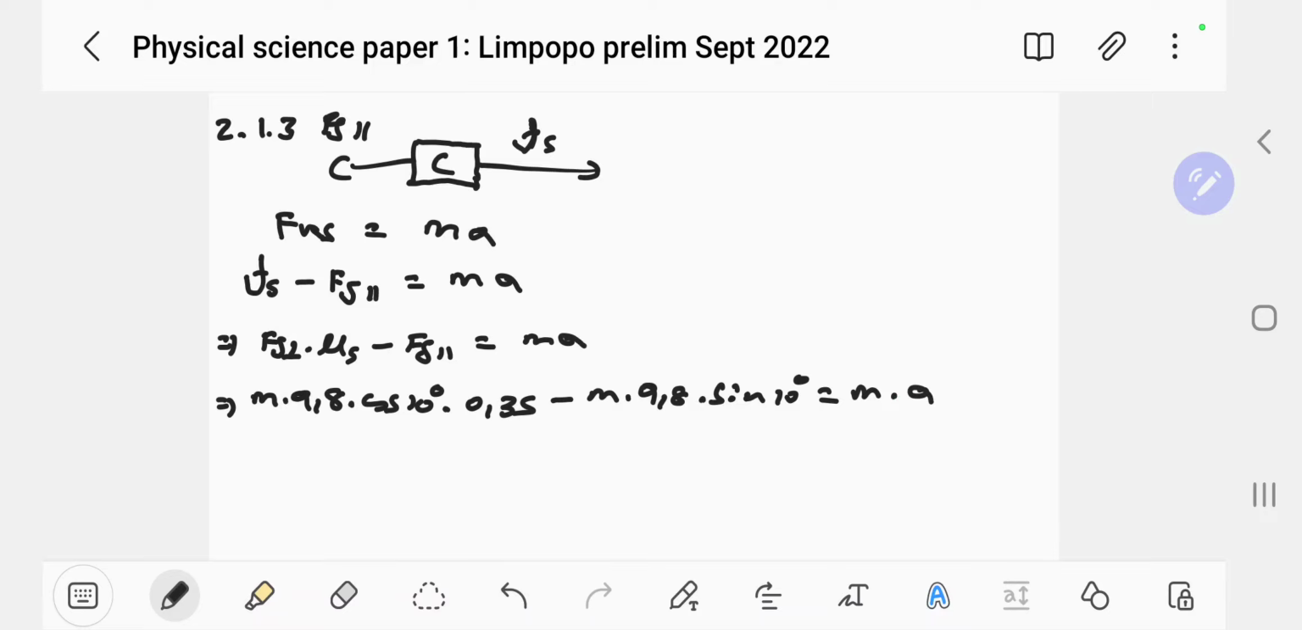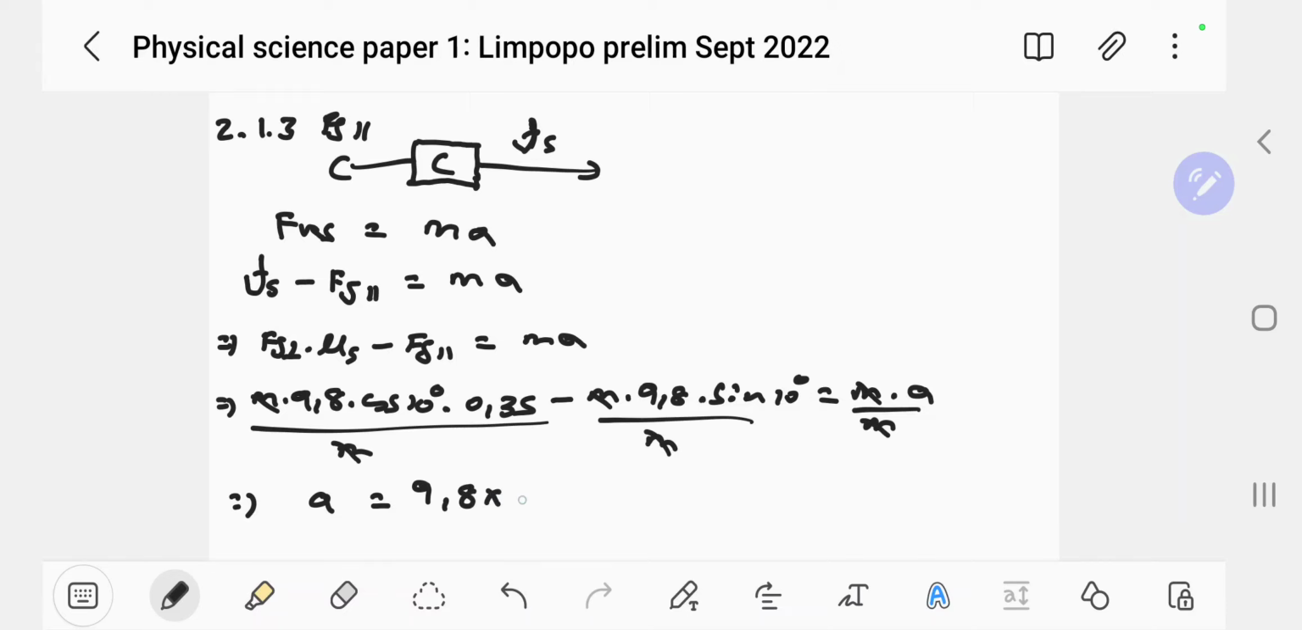All right, but now from here you can already tell that we can actually divide by m throughout, because what you do on the left hand side you must also do on the right hand side. So the m disappears, we don't have to worry about that. So now when we isolate a, it becomes 9,8 times cos of 10 degrees times 0,35 minus 9,8 times sine of 10 degrees.